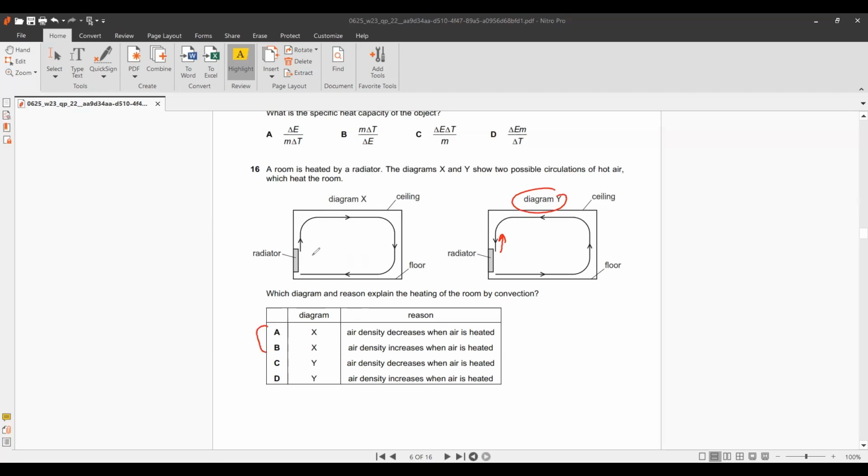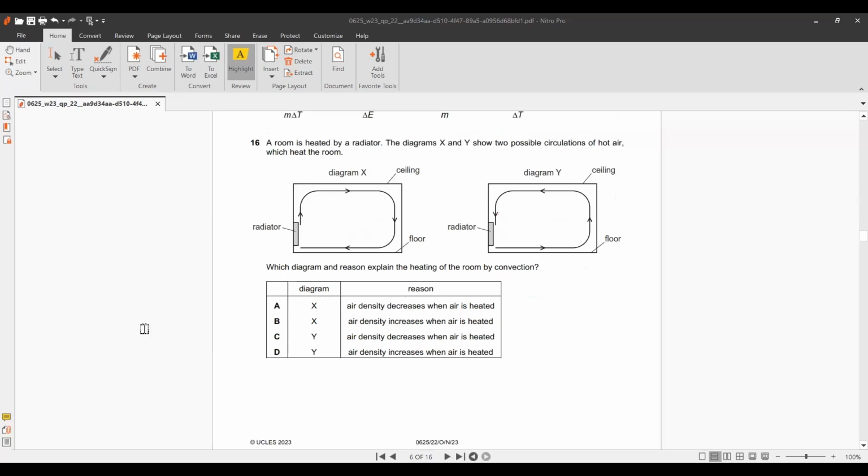Out of that, we know that when air gets heated, its density decreases. तो decrease in density किसमें उसने option दिया हुआ है? Option number A. A में. Are we clear? Yeah.